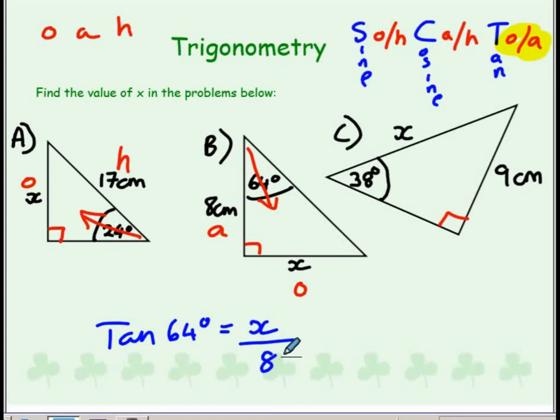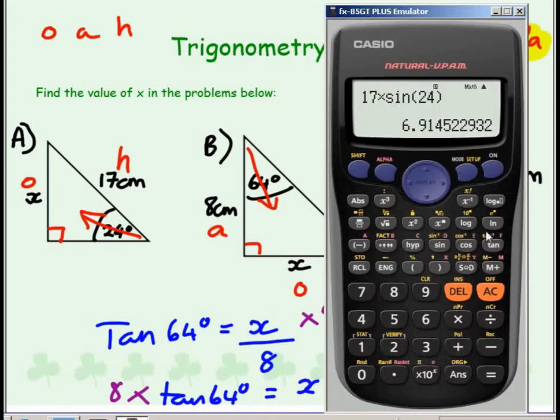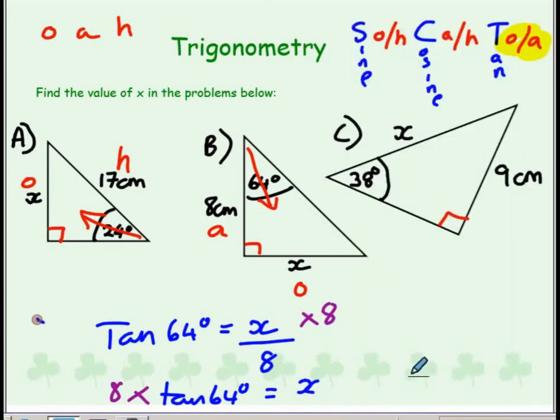Like we did before, to get rid of the 8, to try and solve this, I'll multiply the whole thing by 8. So you get 8 times tan 64 degrees equals X. And that's the hard bit done. Let's multiply that, 8 times tan 64, close the brackets, 16.4. There you go. The answer to that is 16.4. Let's check the units. Again, it's centimetres. Okay, 16.4 centimetres.